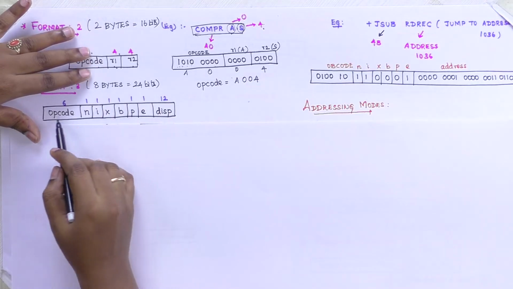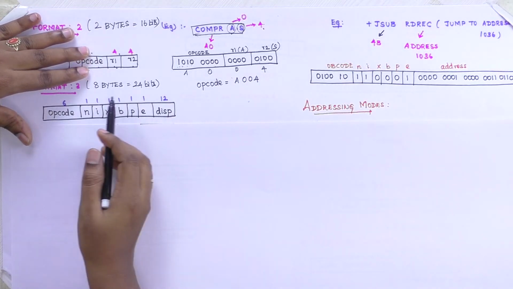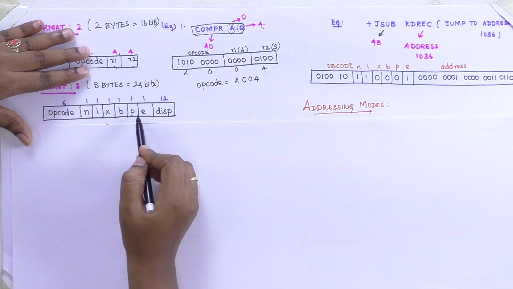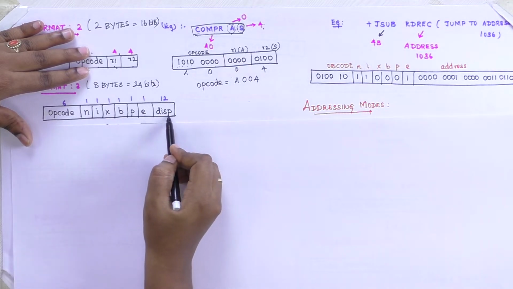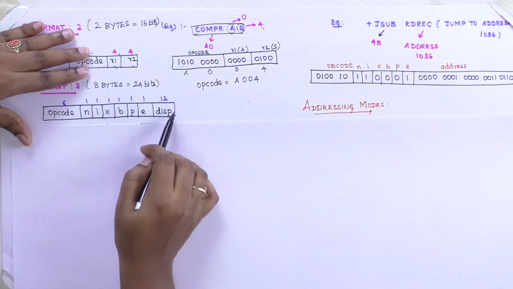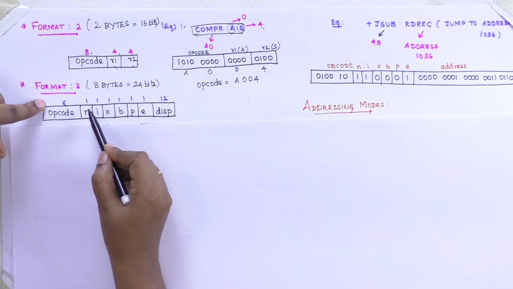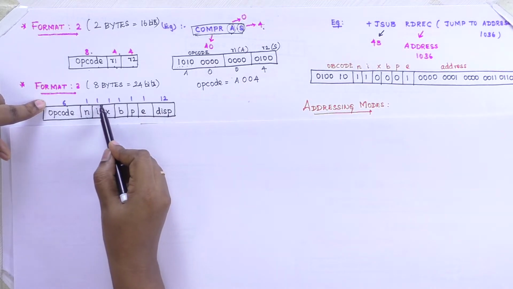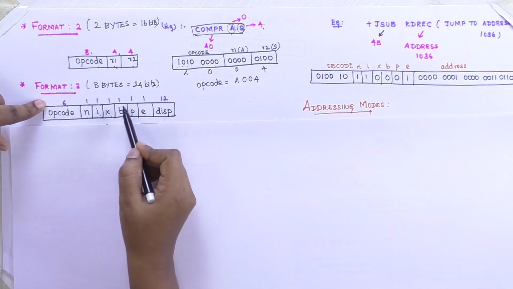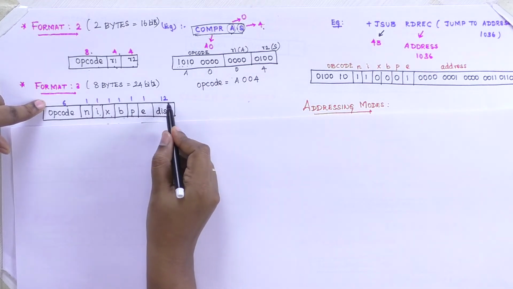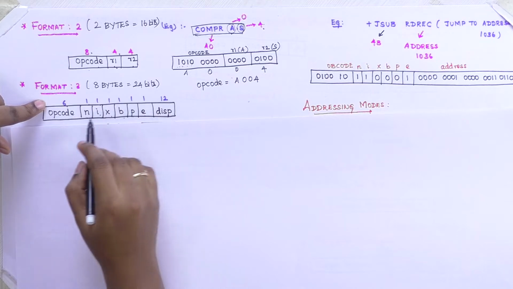So this is the instruction layout of format 3: opcode, N, I, X, B, P, E and displacement. The opcode is 6 bits, N is 1 bit, I is 1 bit, X is 1 bit, B is 1 bit, P is 1 bit, E is 1 bit and displacement is 12 bits.